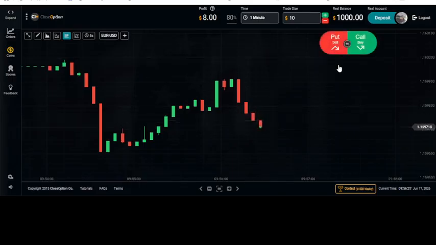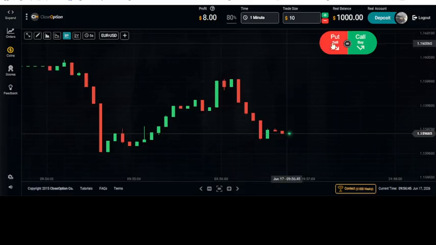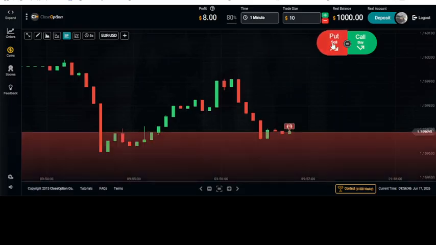All right. So what we're going to do is go back to the technical analysis indicator here, and let's just reload. How I reload is I just click on the 5-minute, and then go back to the 1-minute. So it's telling me strong sell. So we're going to take a 1-minute put trade here at this level.